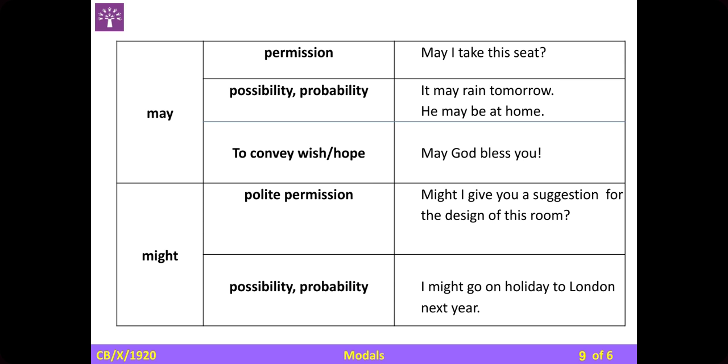Next one is may. It is common. All we know that it's used for permission, because number of times in school we say, may I come in, sir? May I come in, ma'am? May I go to cafeteria? So this is common and very important for permission. May I take this seat?